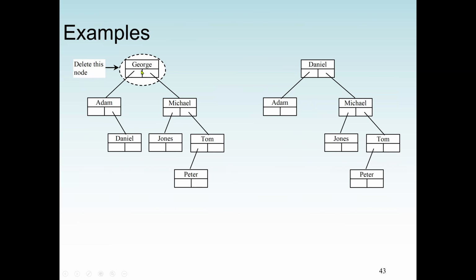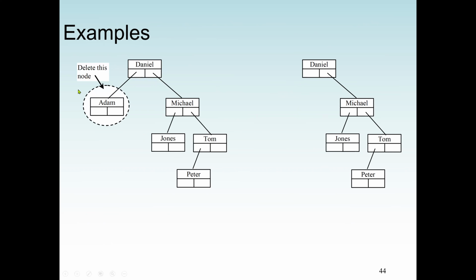So remember we said that when we are deleting the root, we should go to the left side and take the rightmost. So we are going to use Daniel as the root. Now when we put Daniel as the root, since Adam has only one child, it's easier. In this case, we finish. And the tree still has the property of BST.